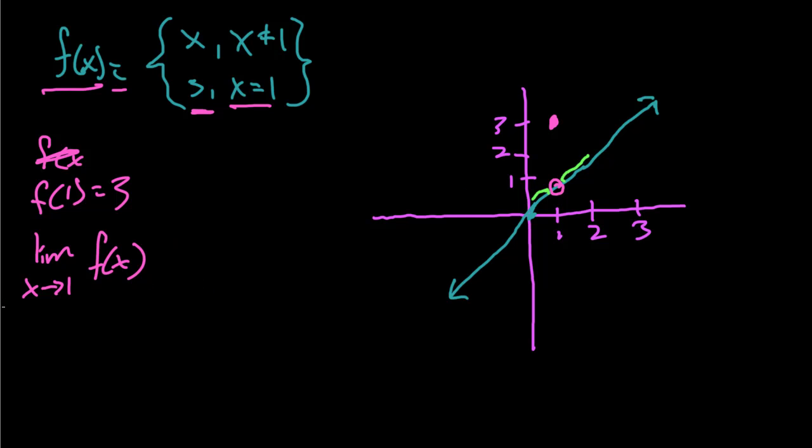So clearly, I would say that we can say that this limit of f of x as x approaches 1 is equal to 1. Now notice how that differs from our clearly defined point right here, that f of 1 is equal to 3. But the limit as x approaches 1 is something entirely different.